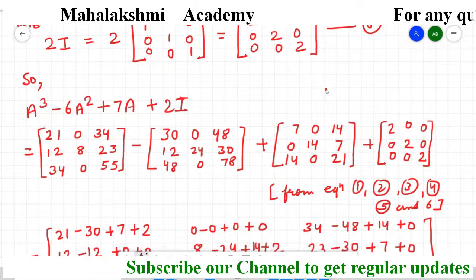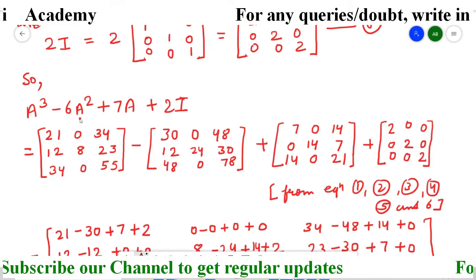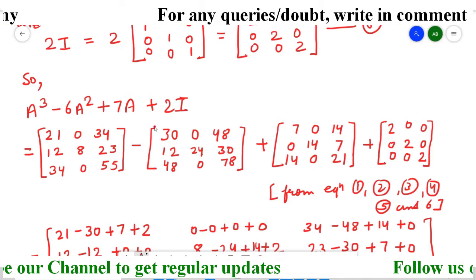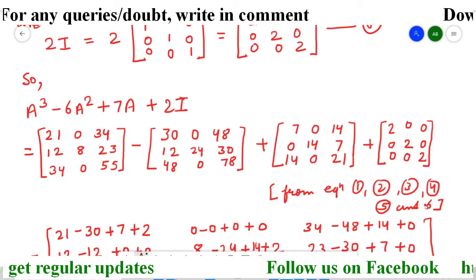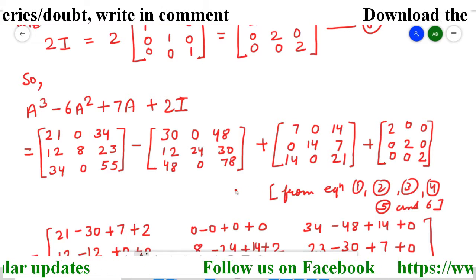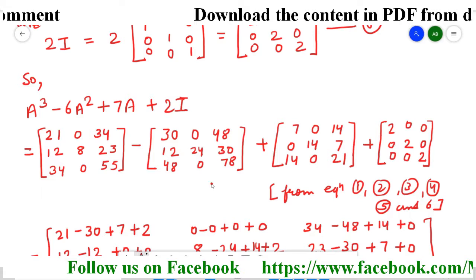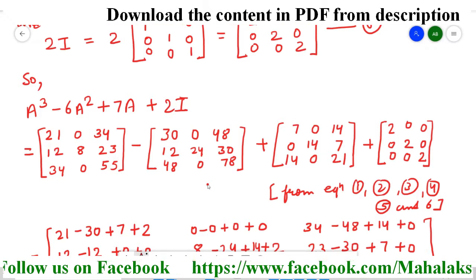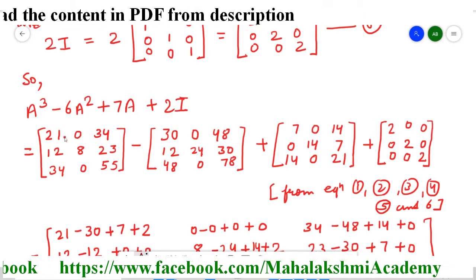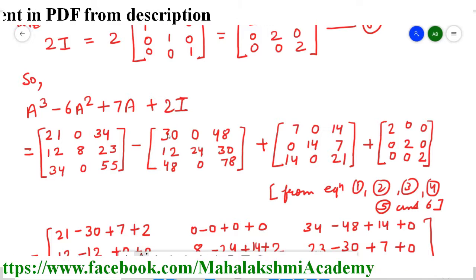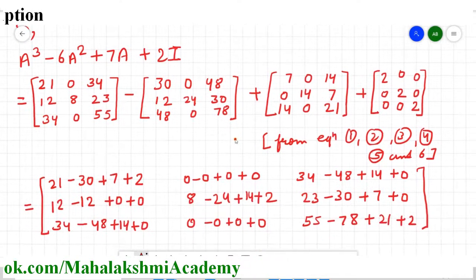Now we'll start to prove the question. So A cube minus 6A square plus 7A plus 2I. So I wrote all 4 terms here. Now I entered the values which I already calculated in equation 1, 2, 3, 4 and 5 respectively. You can check out the equations, you will get that. And now we have to add and subtract them, and matrices addition and subtraction is very easy. Only the corresponding elements you have to add and subtract. Like first A11 will get added and subtracted with A11 of all the matrices together. So just see how to do it.